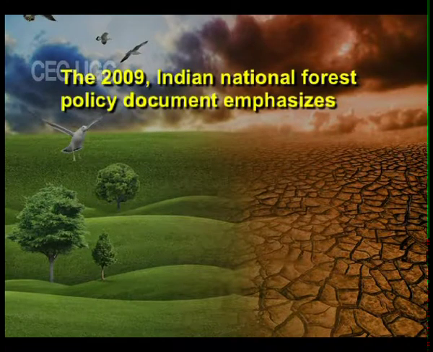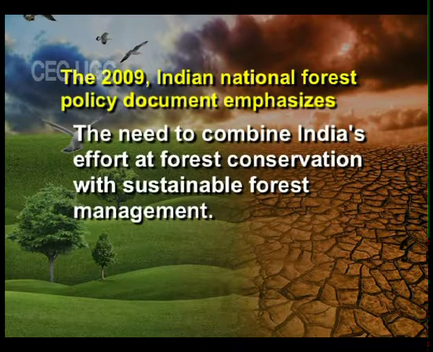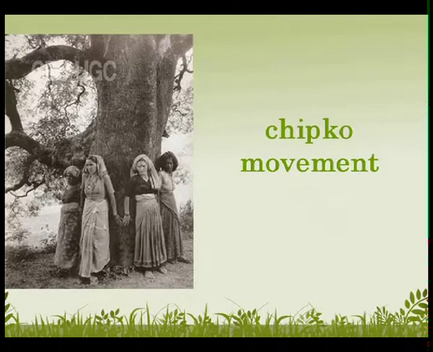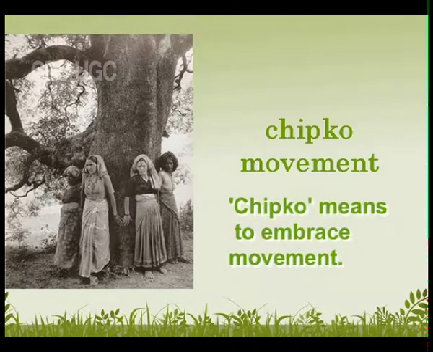The 2009 Indian National Forest Policy document emphasizes the need to combine India's effort at forest conservation with sustainable forest management. Chipko movement. Now, it was a unique movement born in a small hilly village of Uttar Pradesh. Chipko means to embrace, that is the movement. The Chipko movement is the result of hundreds of decentralized and locally autonomous initiatives.